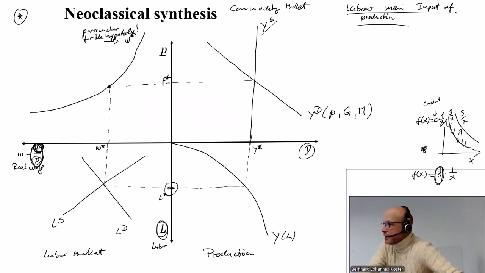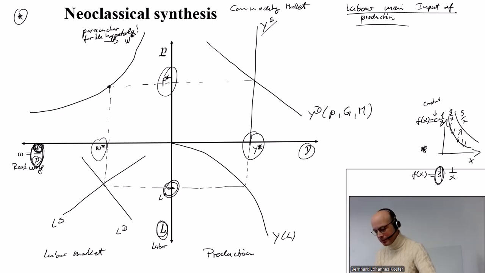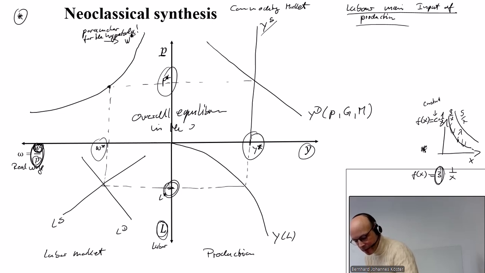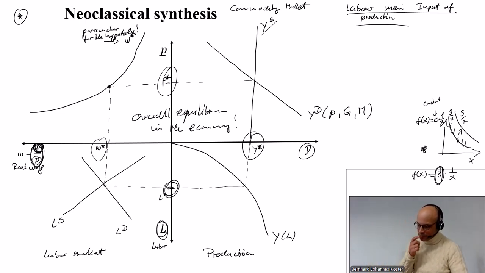So, and then this is the overall equilibrium in our economy. We have the equilibrium real wage rate, we have the equilibrium labor input, we have the equilibrium production level, and we have the equilibrium price level. Overall equilibrium in the economy.